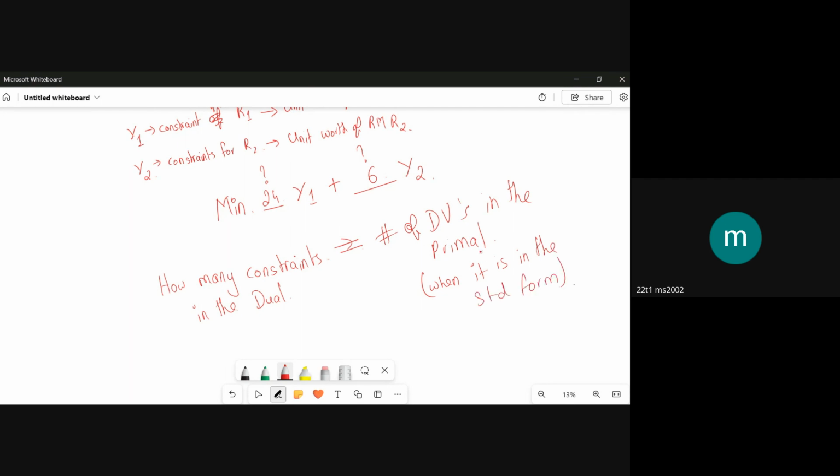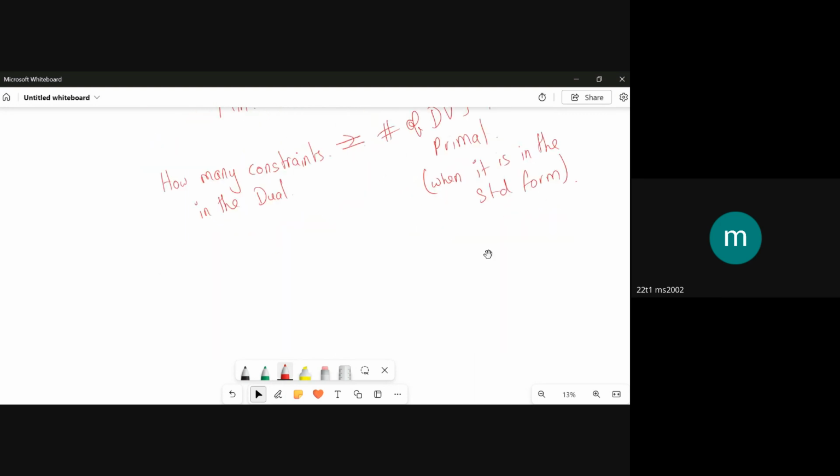Right? So when you convert the primal to a standard form, blindly take the number of decision variables that you have and put it as the number of constraints. So I have two constraints, so I will have a constraint for x1 and a constraint for x2.